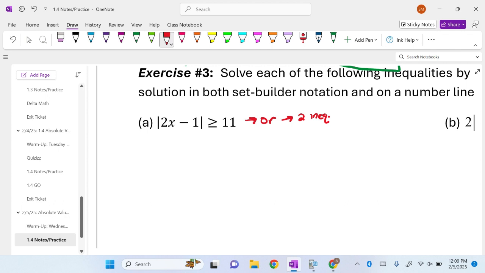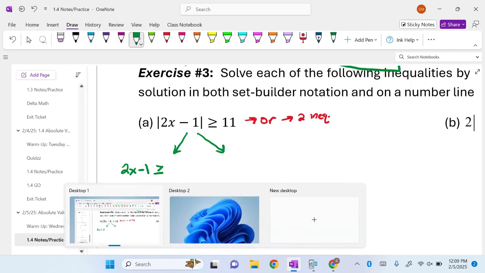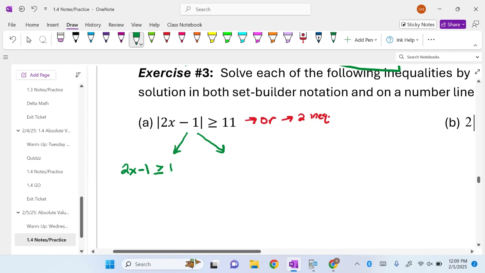So what's the first way I can break apart my inequality? What's one way I can break it apart into two different inequalities? Greater than or equal to 11. That's one way. What's the other way? It's going to involve negative 11, but how would you write it? Landon. Right, 2x minus 1 is less than or equal to negative 11.